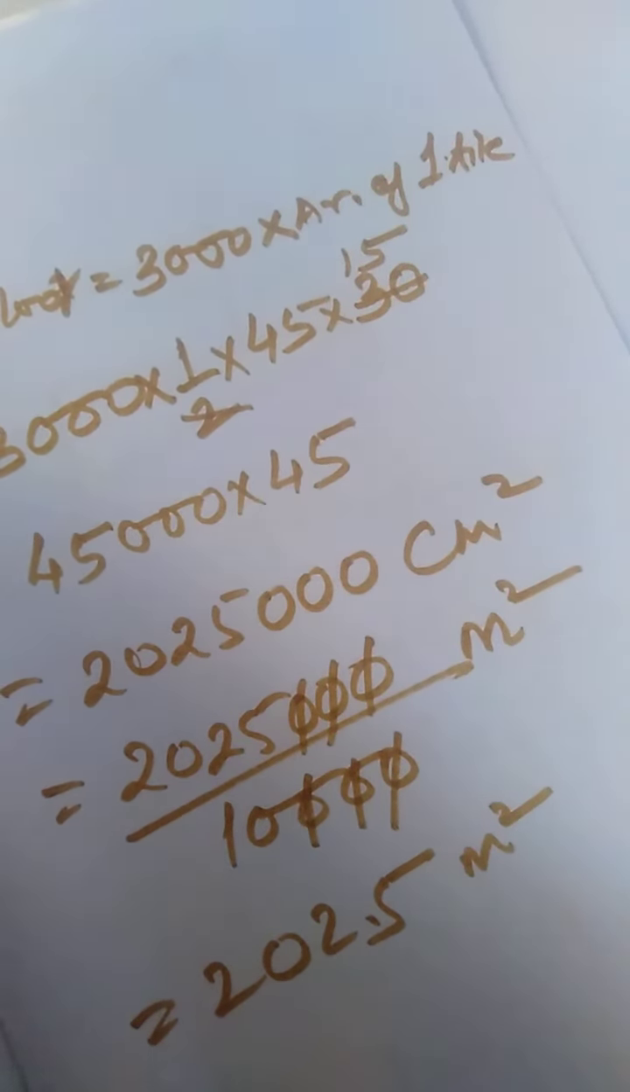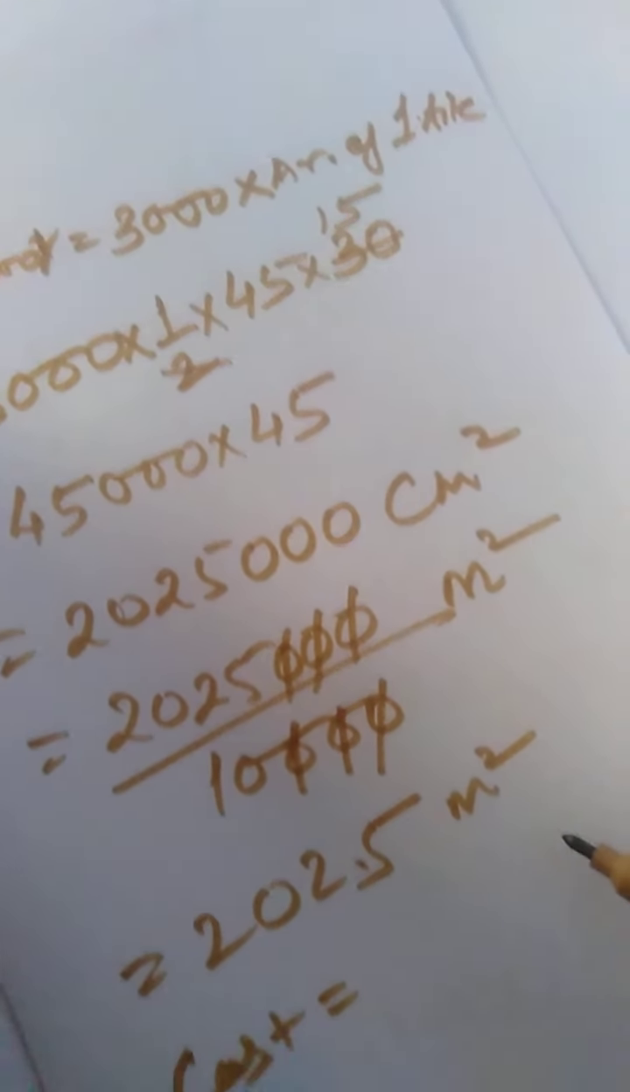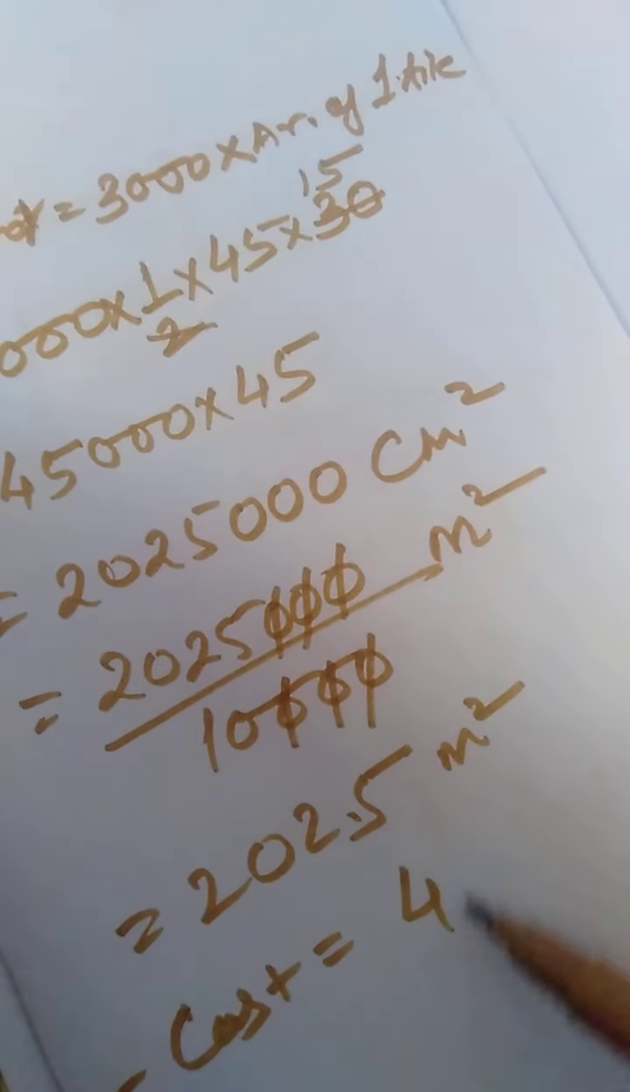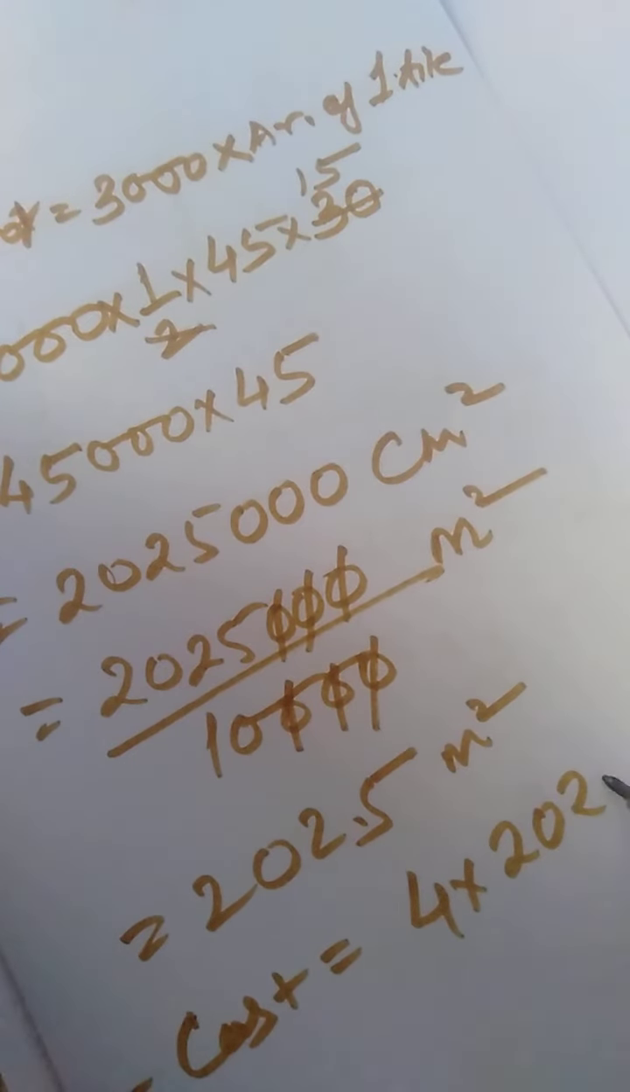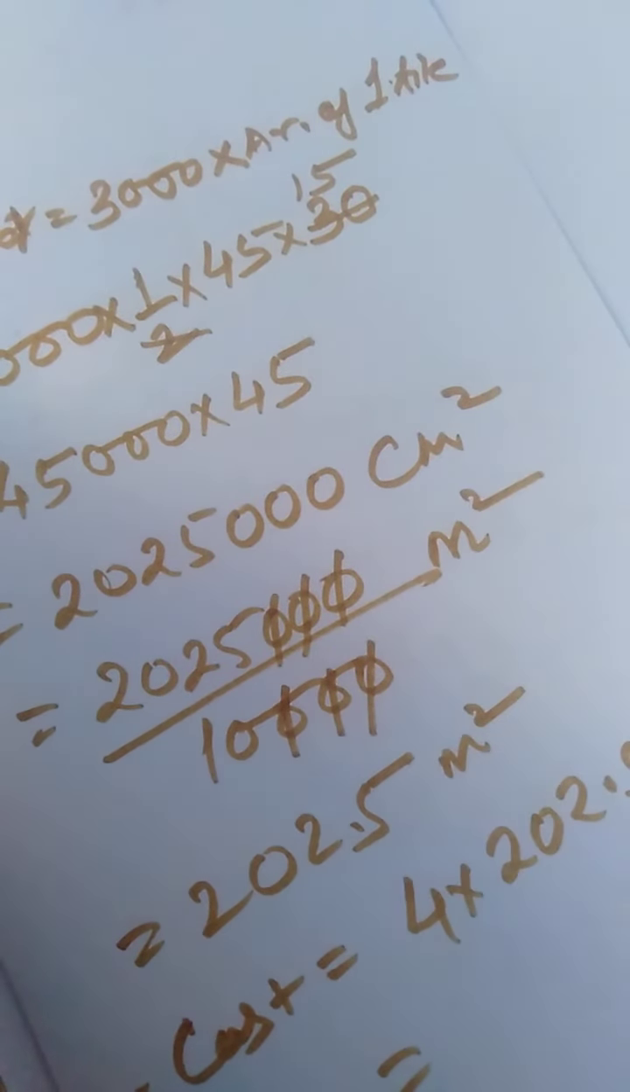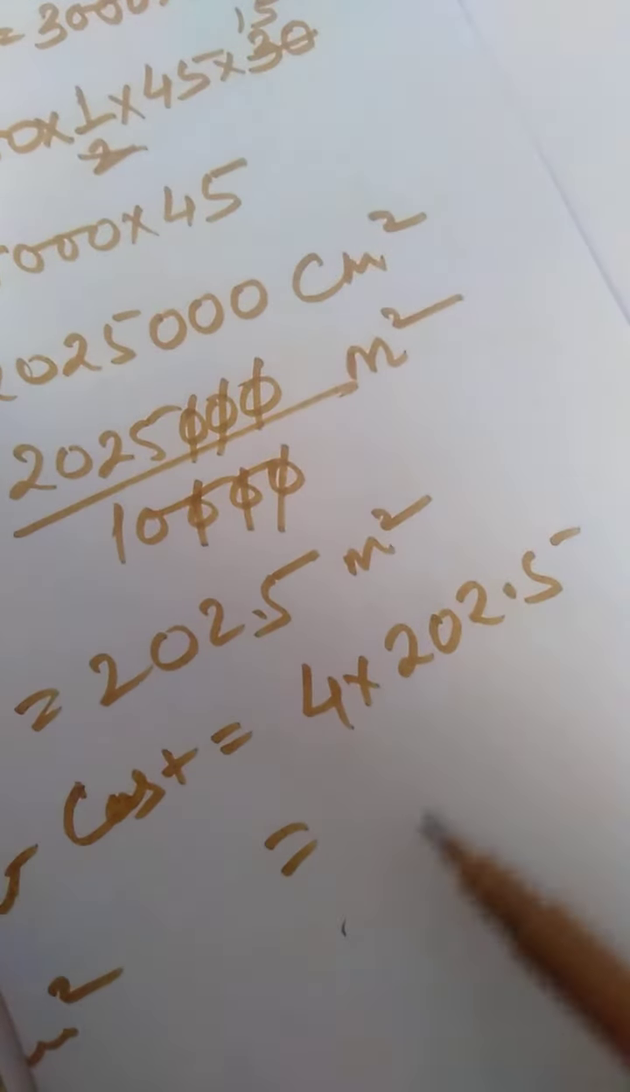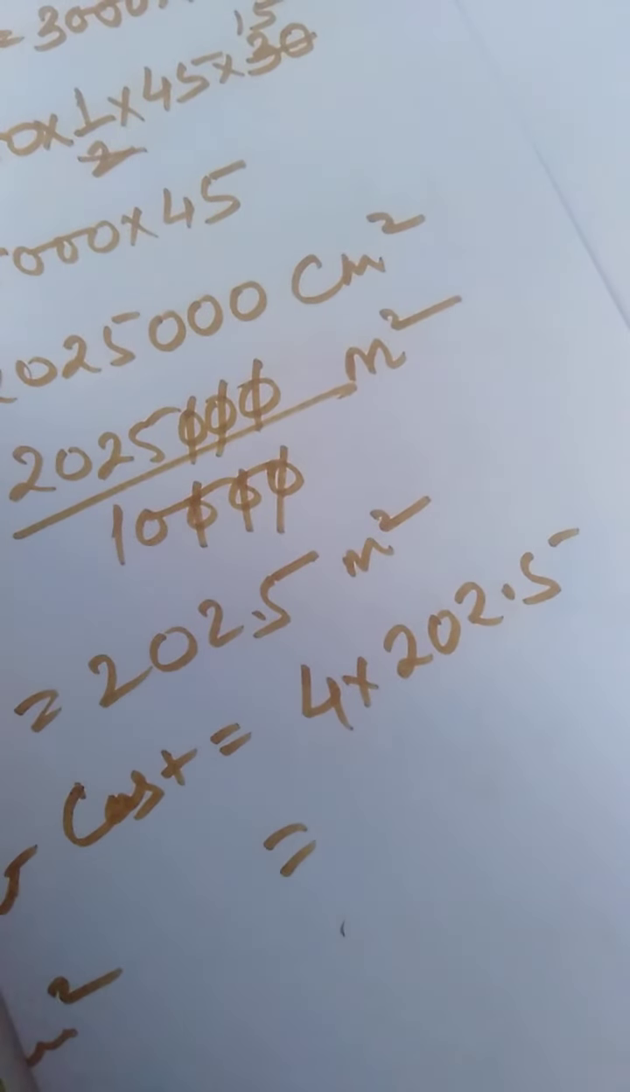Now the rate is given at the cost of ₹4. So the total cost is 4 into 202.5. Finding the answer of this, you will get it on multiplication. So this is it in this video. Now in the next video, I'll be telling you more examples, more questions.